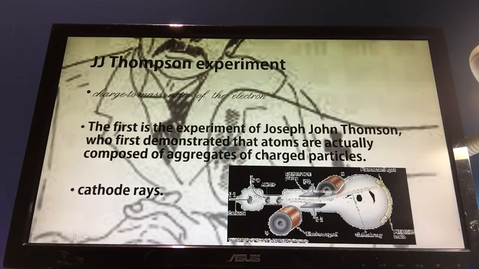His experiments. Charge to mass ratio of the electron. The first is the experiment of J.J. Thomson, who first demonstrates that atoms are actually composed of aggregates of charged particles.